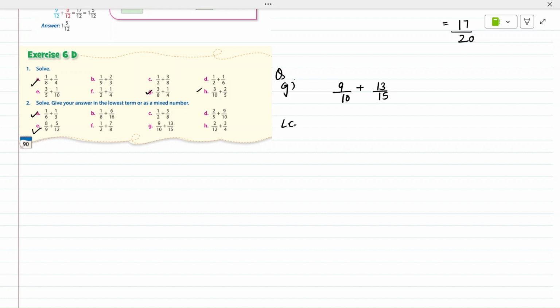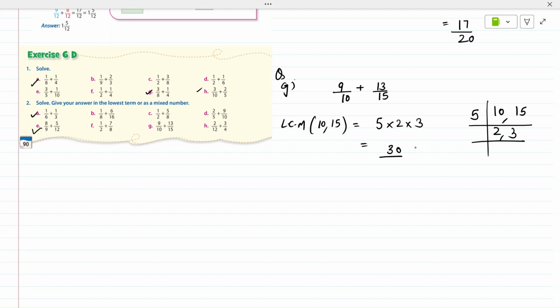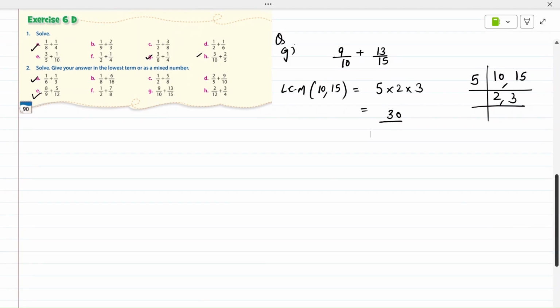So again, these are unlike fractions and we have to find the LCM of 10 and 15. Both of these have 5 as their factor. So 5 into 2, 5 into 3. And this 2 and 3 do not have any common factor. So LCM will be 5 into 2 into 3, which is equal to 30, right? So LCM is 30 here.